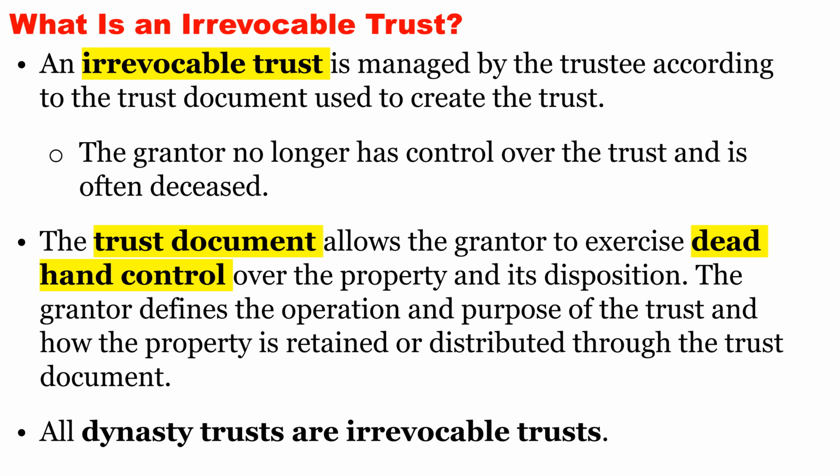An irrevocable trust is managed by the trustee according to the trust document used to create the trust. The grantor no longer has control over the trust and is often deceased. The trust document allows the grantor to exercise dead-hand control over the property and its disposition. The grantor defines the operation and purpose of the trust and how the property is retained or distributed through the trust document. All dynasty trusts are irrevocable trusts.